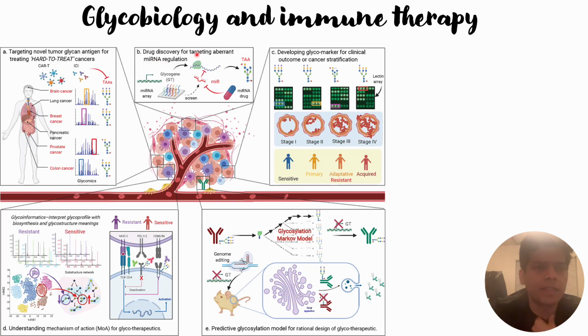Today we will discuss glycobiology and how we can relate glycobiology to develop some of the immune therapies. These immune therapies are based on the glycan epitopes that are found on diseases such as cancer. We have discussed in our previous videos that in the case of pancreatic cancer, many researchers have seen aberrant glycosylation.